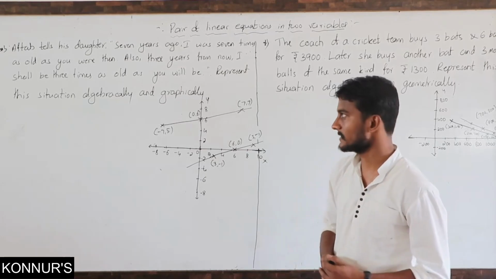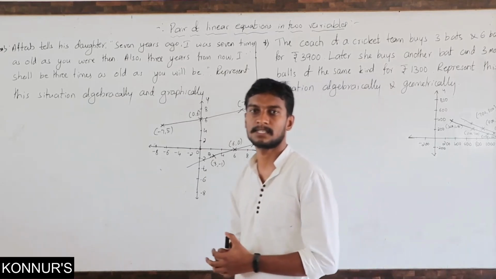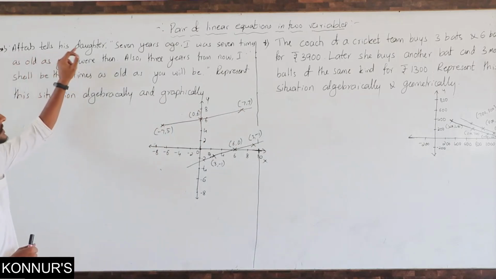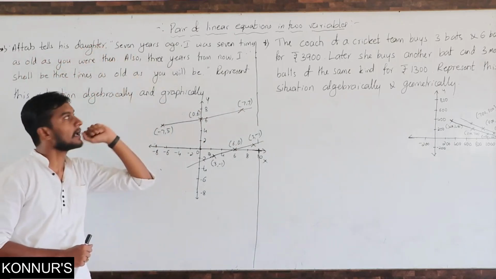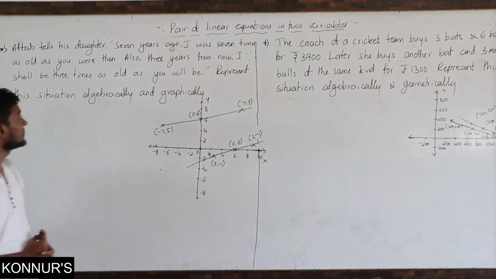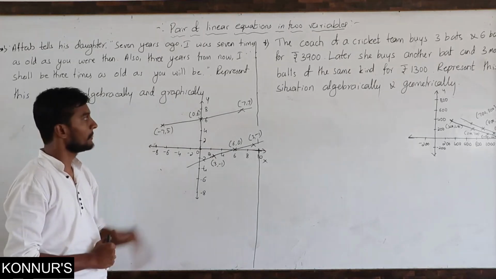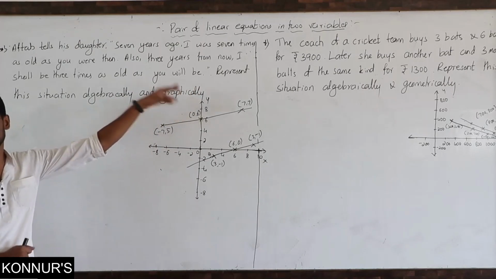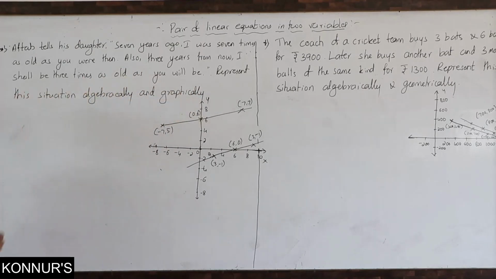Okay students, let us discuss some exercise problems based on this graphical method. The first problem is: Aftab tells his daughter, 7 years ago, I was 7 times as old as you were then. 3 years from now, I shall be 3 times as old as you will be. Represent this situation algebraically and also graphically. So we have to form a linear equation first.